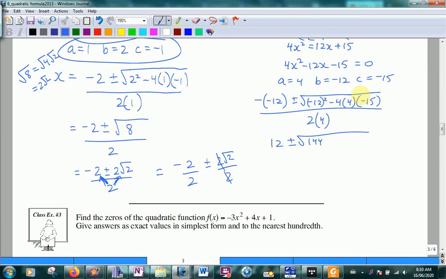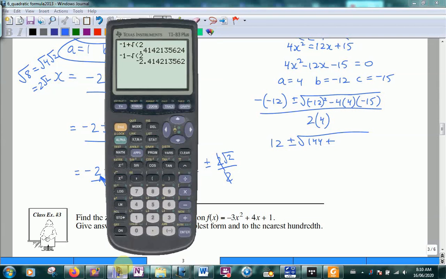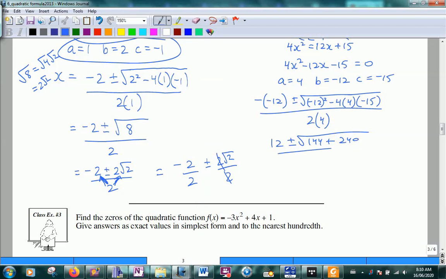A negative times a negative is a positive. Now you don't have to look at the signs. What is 16 times 15? Or 4 times 4 times 15? I'm going to use my calculator. 240. 8. 2 times 4. Okay.